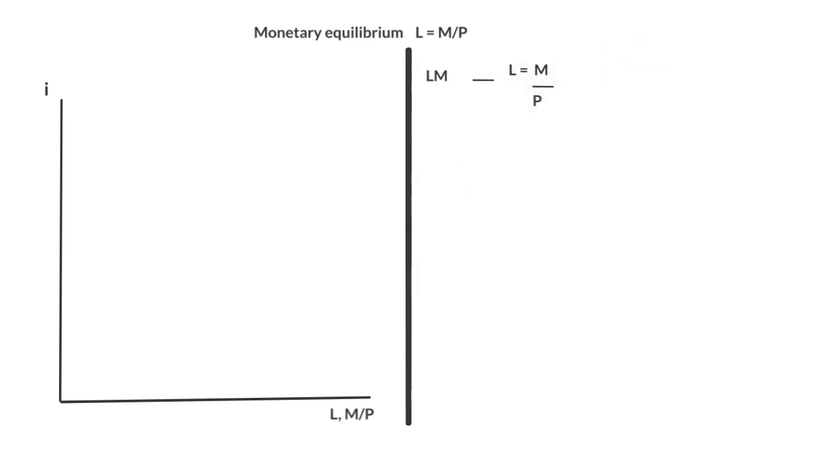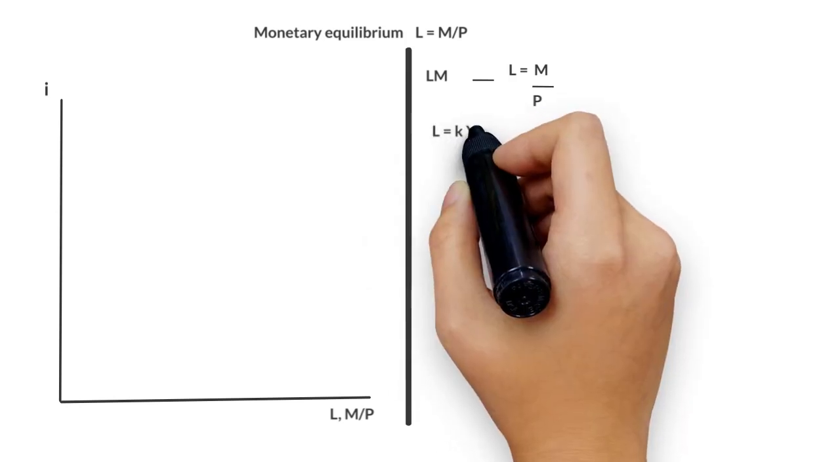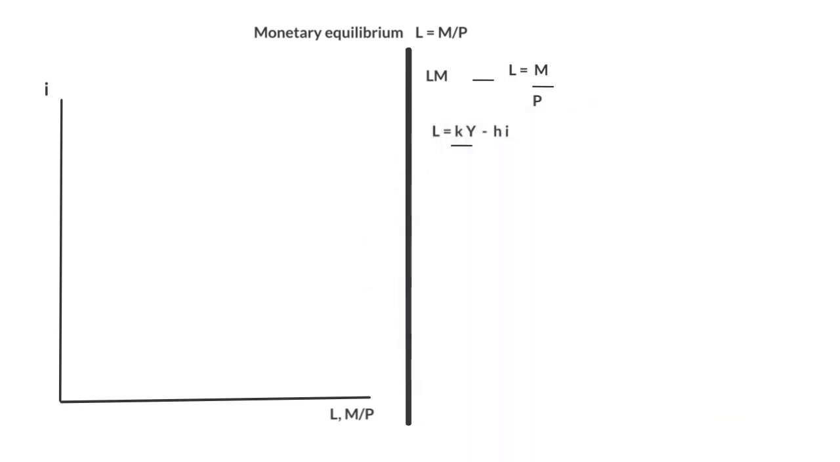The money demand depends on the income level and the interest rate. It can be expressed as L equals K times Y minus H times the interest rate, where K and H represent respectively the sensibility of money demand to changes in income and interest rate.